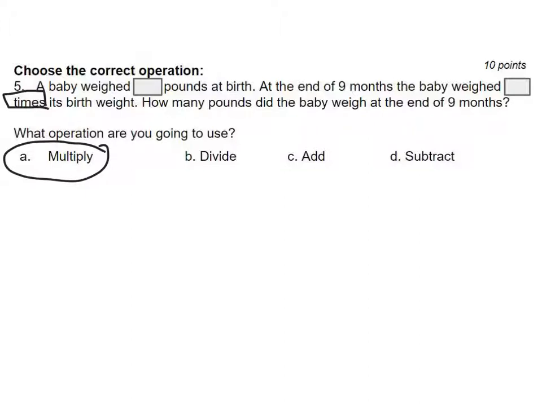So go ahead and go back to your test, check to see what you misread, what answer you put. If you got it wrong, make sure that you put down why you got it wrong, and then come back to the video for the next one.